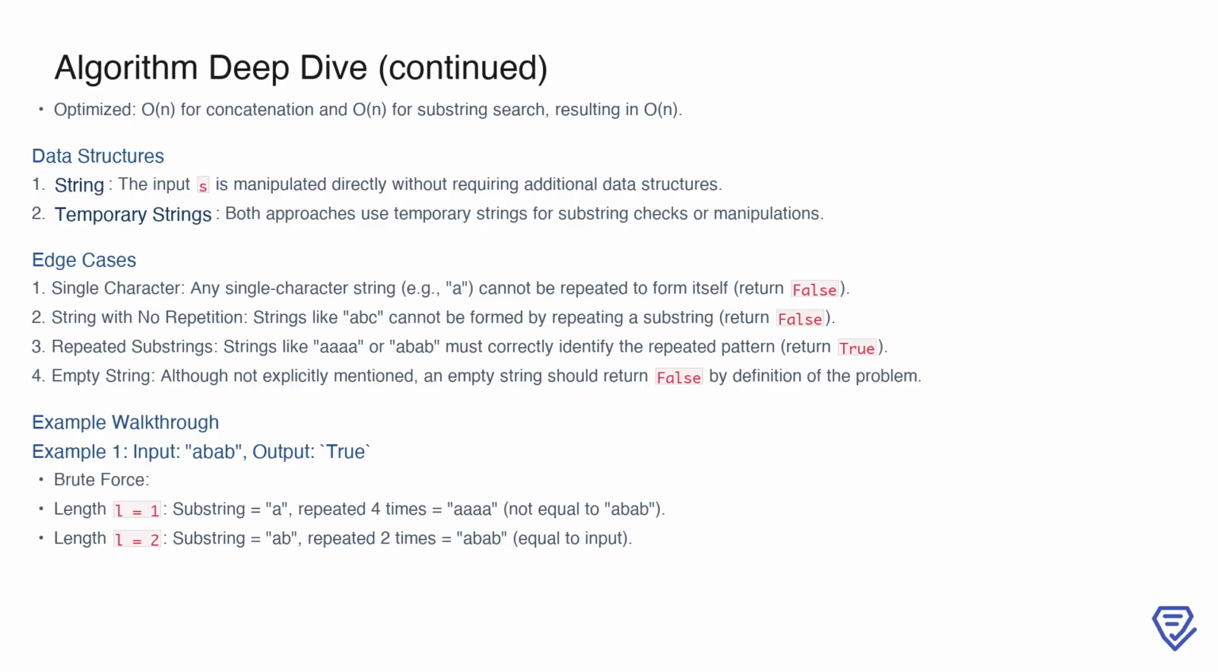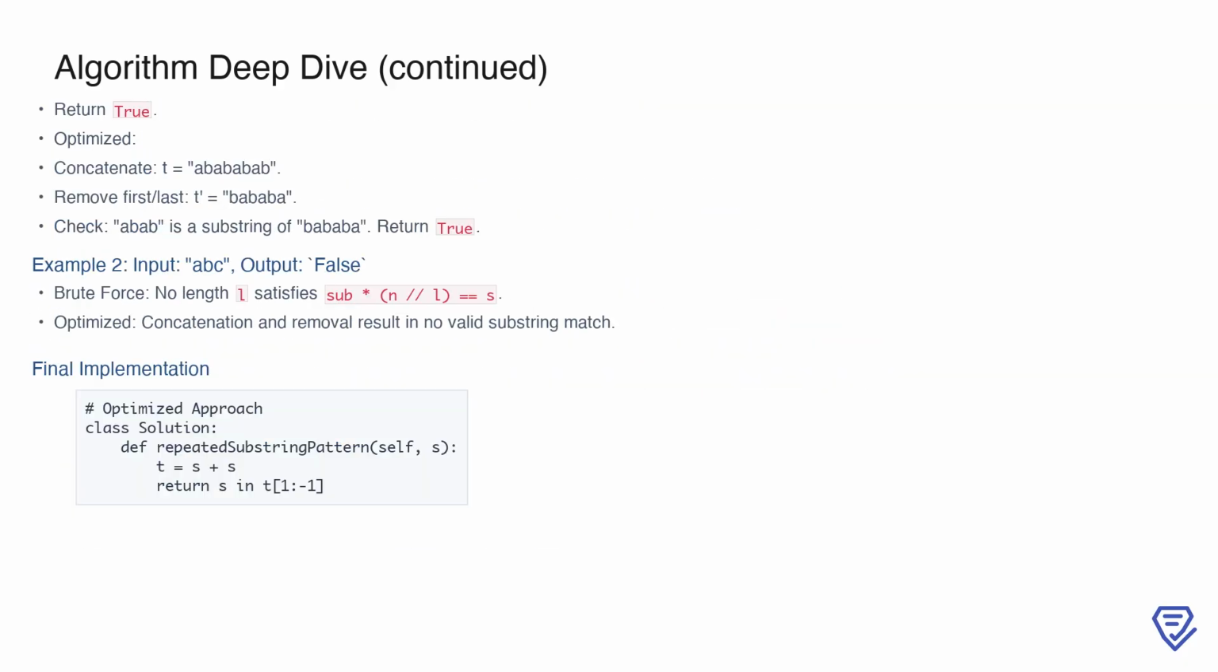To better understand how these approaches work, let's step through a few examples. Take the string ABAB as an example.